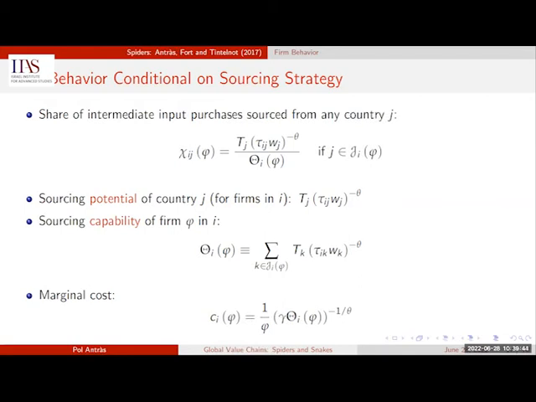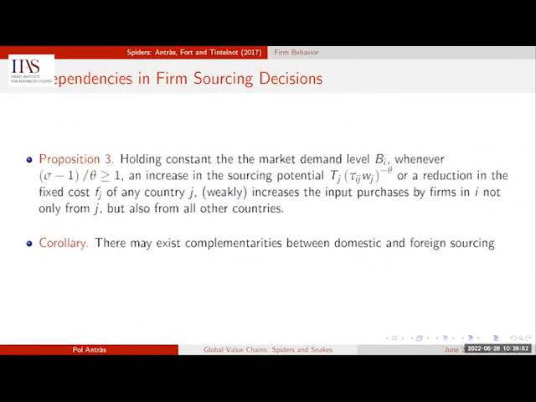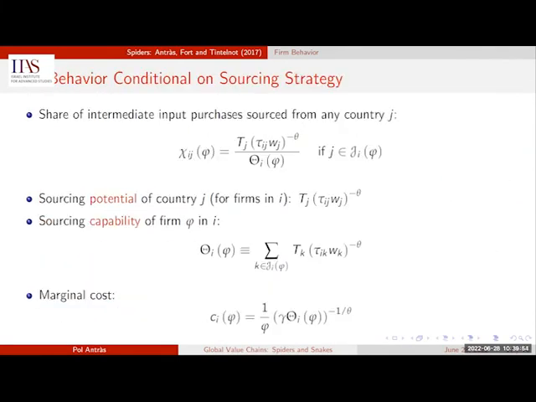So the higher the sourcing capability, the more countries I've invested in buying inputs from, the lower the marginal cost is going to be. So now I have the marginal cost. Now I know, for a firm based in country I that has invested in a given sourcing strategy, I have a formula for their marginal cost. Now remember downstream, I have Dixit-Stiglitz, and there's monopolistic competition. So I'm charging a constant markup over marginal cost.